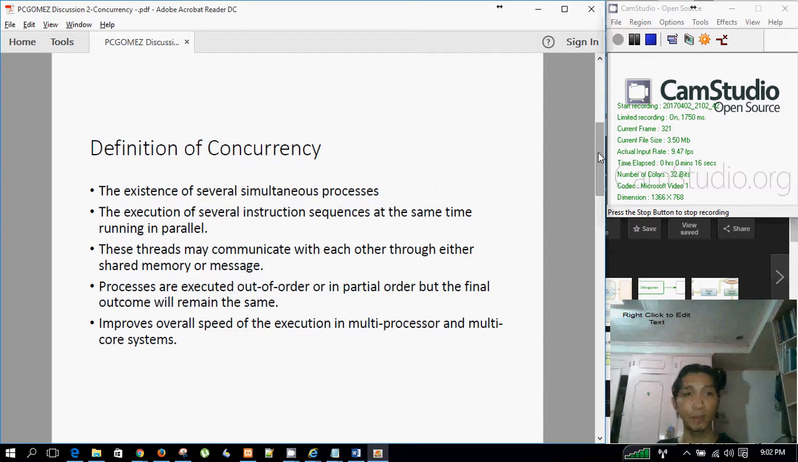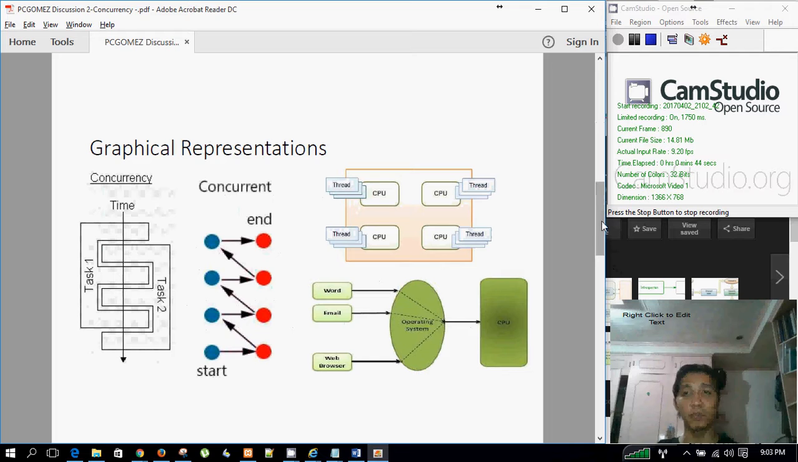So the textbook definition of concurrency is that it is the existence of several simultaneous processes. It's the execution of several instruction sequences at the same time, running in parallel. These threads may communicate with each other through either shared memory or message. The processes are executed out of order or in partial order, but the final outcome remains the same. It also improves the overall speed of the execution in multiprocessor and multi-core systems.